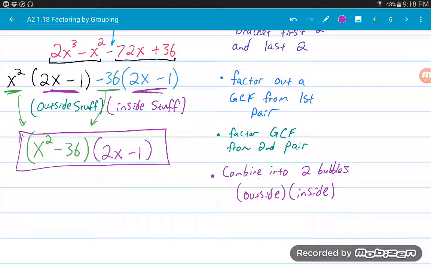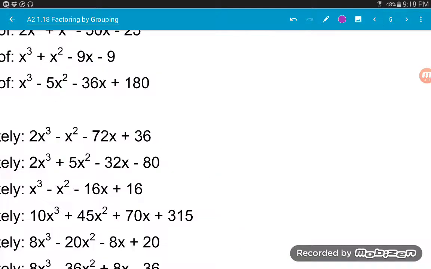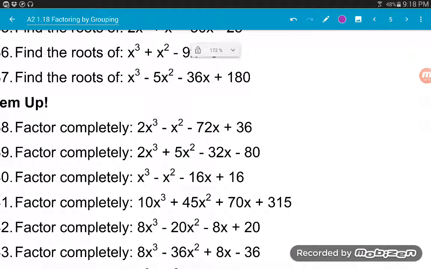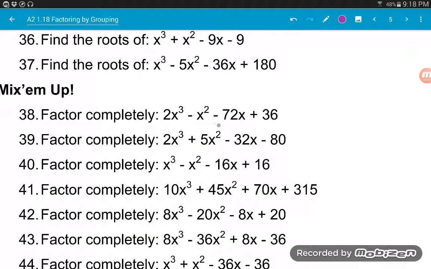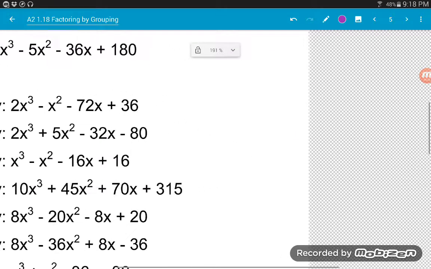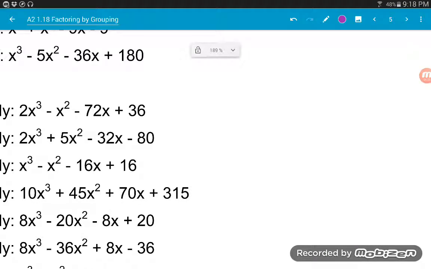Now if you want to see one more, I'll pull one more example and walk through it a little bit quicker. And that'll be question 39. Number 39 says 2x cubed plus 5x squared minus 32x minus 80.